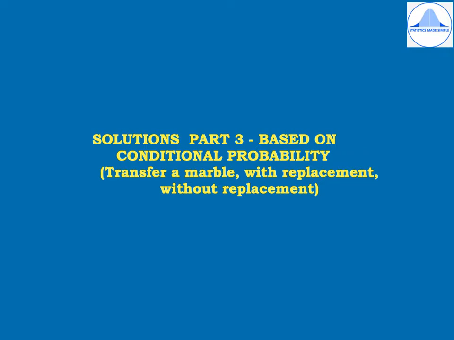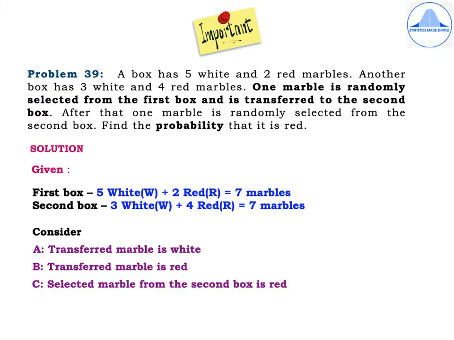In this video, Solutions Part 3, I'll continue with problems based on conditional probability, but the focus will be on problems where we transfer a marble from one box to another box, with replacement and without replacement. Problems 39 and 40 are important because they are different from the previous problems which I have solved in my videos. Problem 39. A box has 5 white and 2 red marbles.